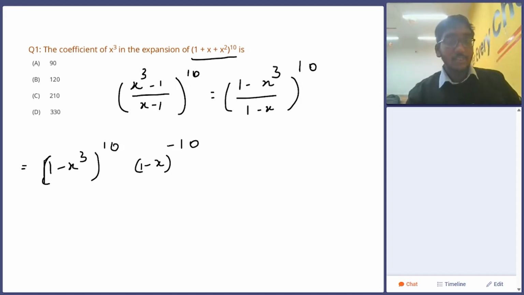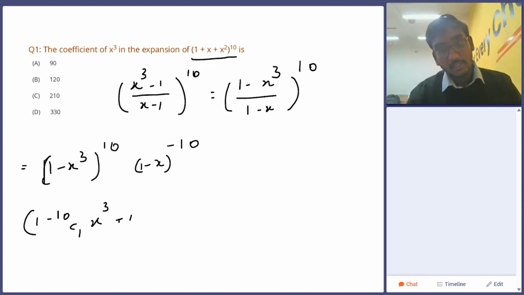Basically you have to expand these two expressions using the binomial theorem. So how will you expand the first expression? The expansion will look somewhat like this: 1 minus 10c1 x cubed plus 10c2 x power 6 and so on. It keeps going, we will not expand it completely.